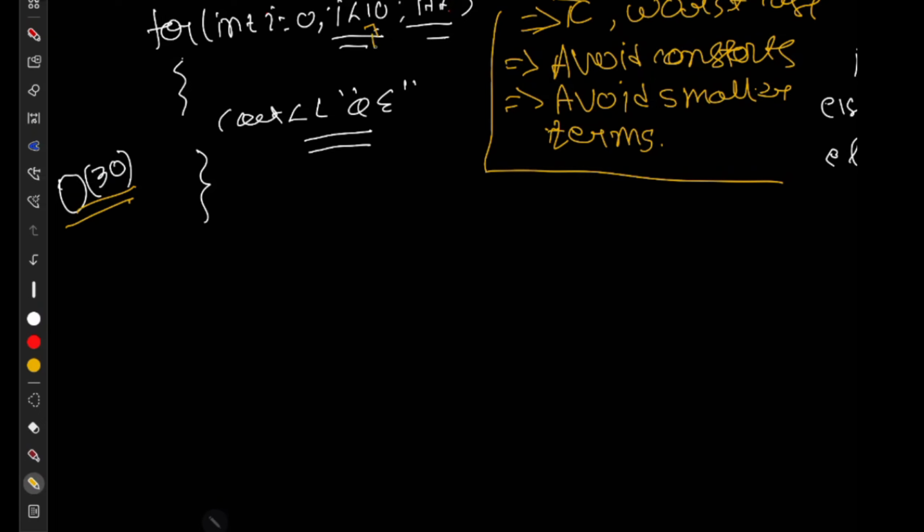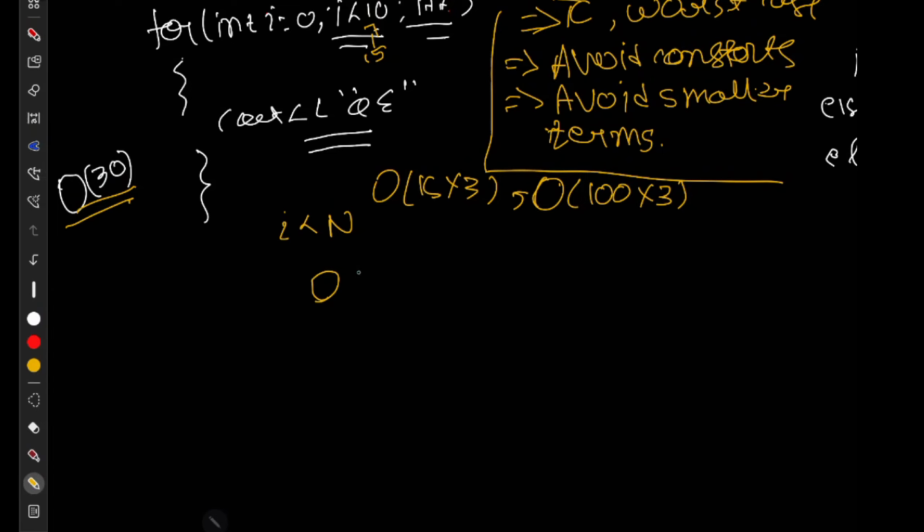Let's say instead of 10 here we write 15. So what is the time complexity? It will be 15 into 3. If I write 100, the time complexity will be 100 into 3. For the general case, when I write i less than n, the time complexity will be big O of n into 3. So ultimately, the time complexity became 3n. This is the way to represent time complexity.